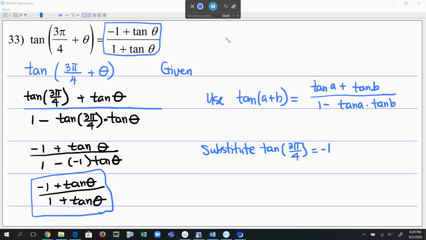Okay, let's move on to the next step. So I'm going to move on to the next example.